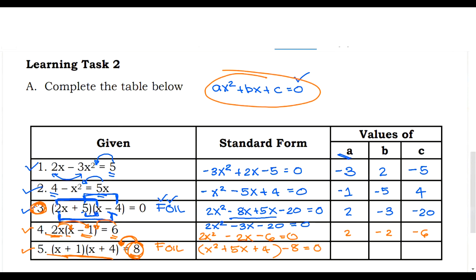Oh, we combine like terms. Asan dyan yung like terms? Ito, dalawang constants. Yeah? So what do we get here? We get x squared plus 5x. And then what is 4 minus 8? That is negative 4 equal to 0. Okay? And what is a? The coefficient of x squared? 1. What is b? 5. And then lastly, what is c? Negative 4. Okay? So this is how you write a given quadratic equation to its standard form.